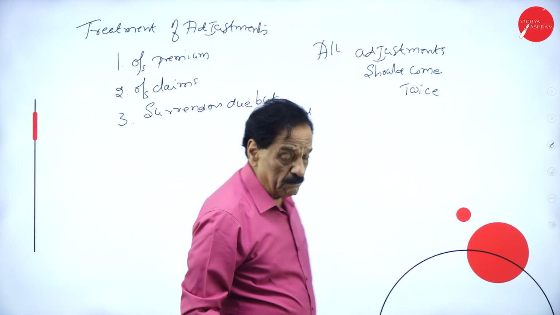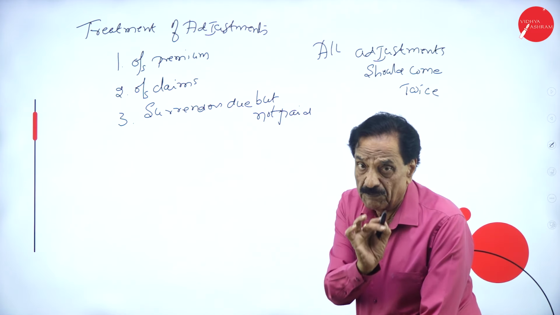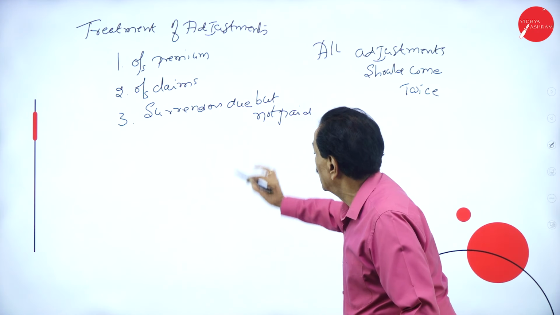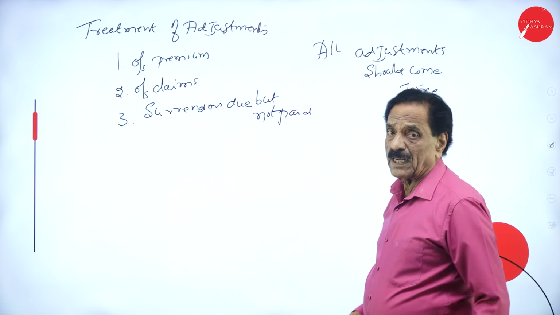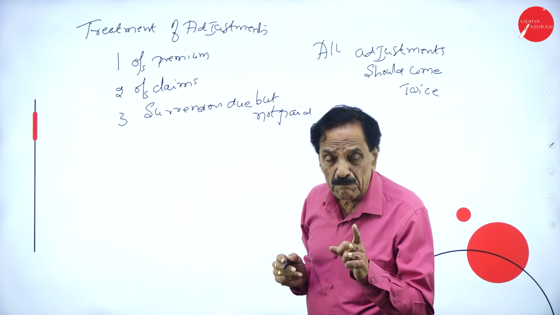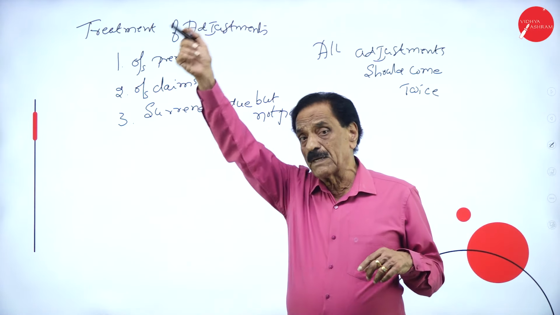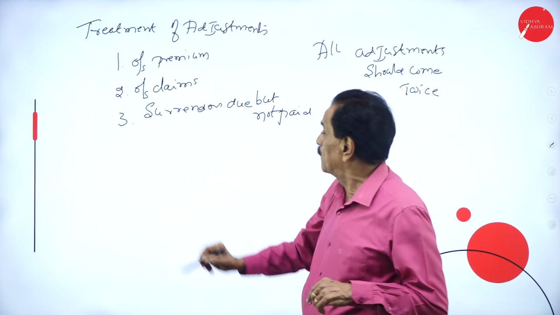Surrender dues but not paid should be added to surrender in the benefit, schedule number 4. Then it will come on the liability side of the balance sheet, schedule number 13, current liability. Outstanding premium should be added to premium, schedule number 1. Then it will come under current asset, schedule number 12.